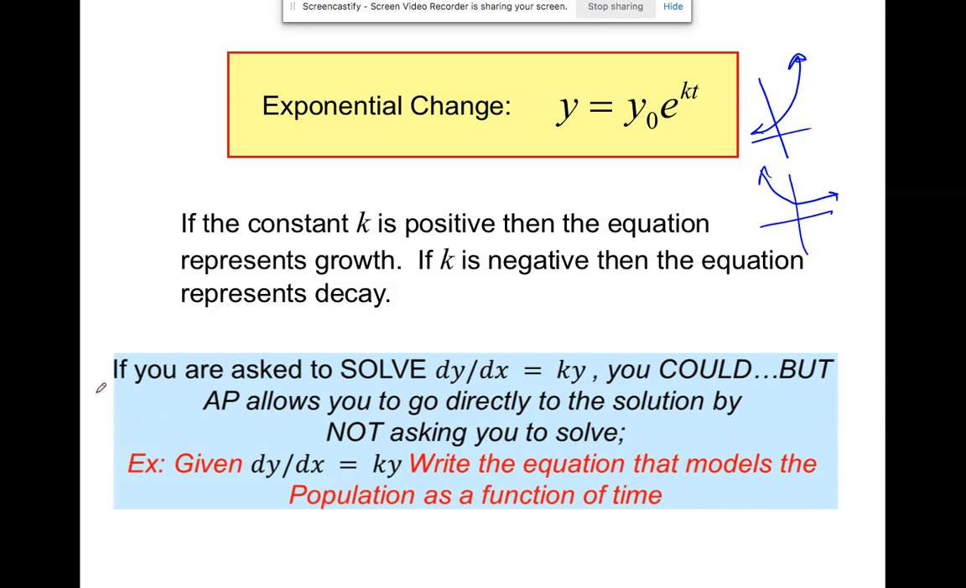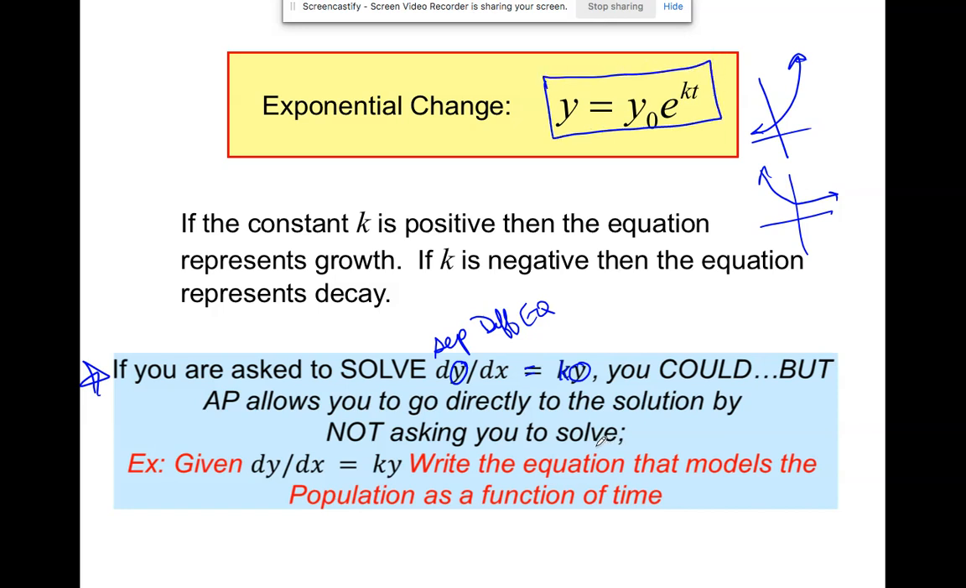So again, if you are asked to solve the separable differential equation of the form dy over dx or dy over dt or dp over dt or whatever, where the rate of change of y is equal to a constant of proportionality times y, you can solve that. It is a separable differential equation. It is not difficult to solve, but you don't have to. AP allows you to go directly to the solution.